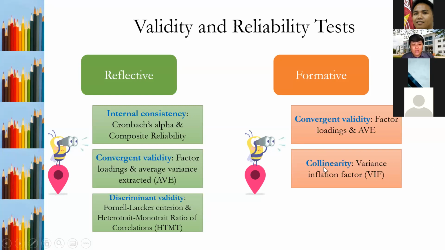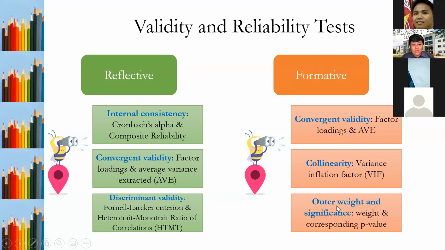So remember, collinearity measurement is very important every time we have a formative construct. And number three, you need to measure or identify the outer weight and the level of significance. So in a formative construct, the requirements are also three, but this time we do not measure reliability anymore. Instead, we will be measuring convergent validity, collinearity, and outer weight significance. So this is very important.